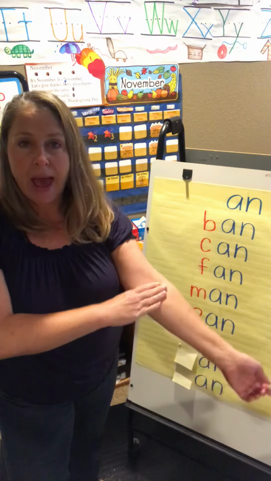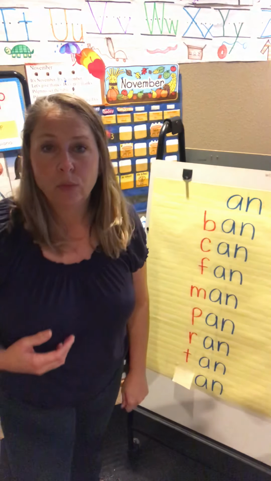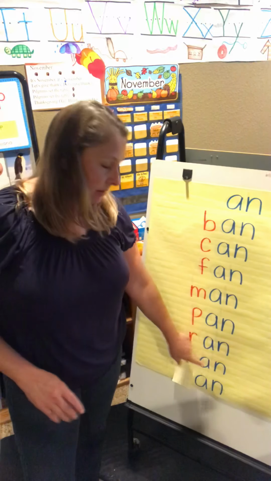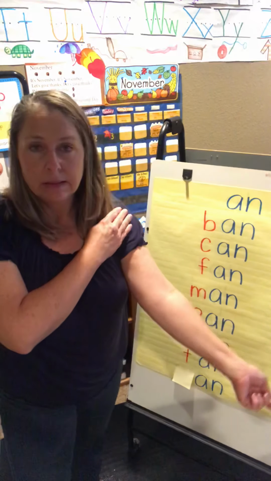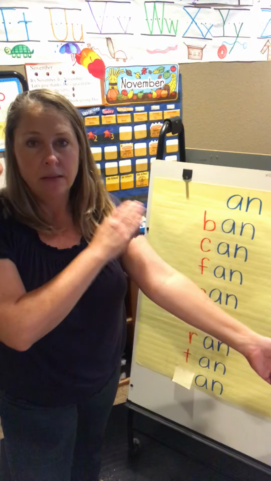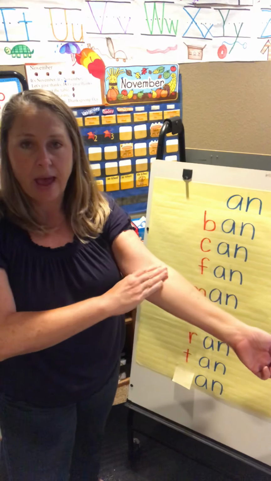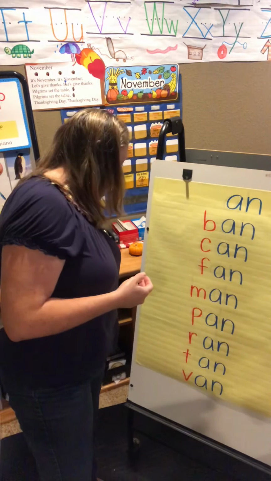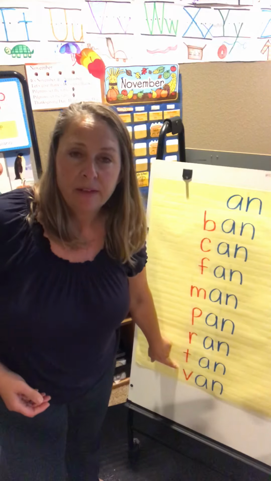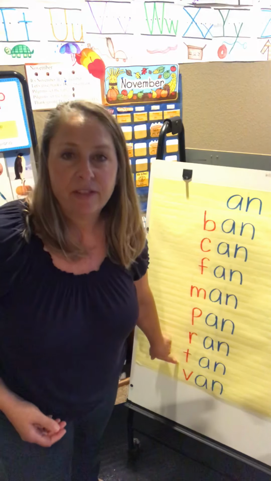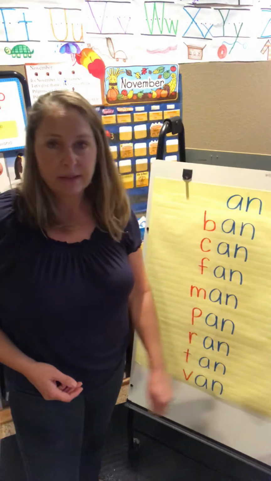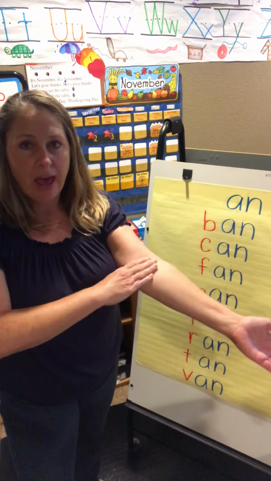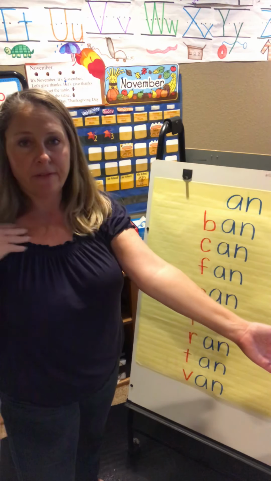Next word, if you put a T in front of an, we make a new word. What does T say? T says t, A says a, N says n. Let's sound it out. T, a, n, tan. Here's the word tan. Ooh, what if we put a V in front of an? What does V say? V says v, A says a, N says n. Here we go, let's sound it out. V, a, n, van.